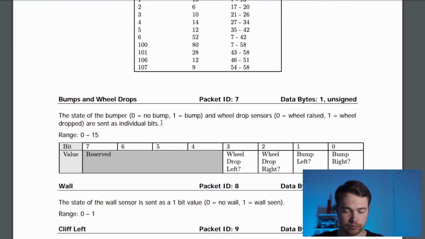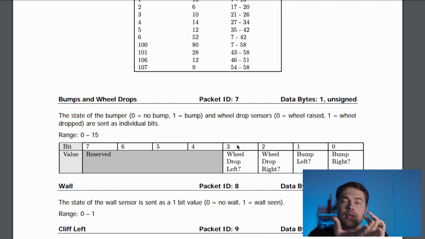Roomba has two wheels and two bumpers, on the left and on the right. These bits are going to have different values. So 0 is no bump, which means it didn't hit anything, and 1 means bump. Okay, and 0 means a wheel raised, right? If this bit is set to 0, that means the wheel is raised.